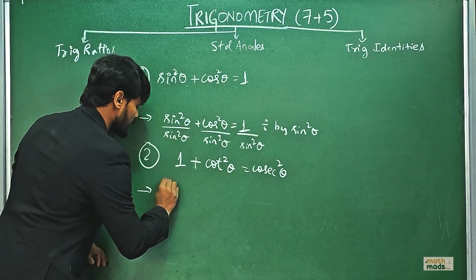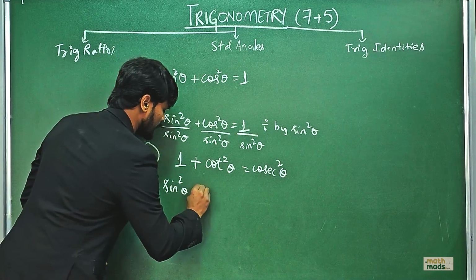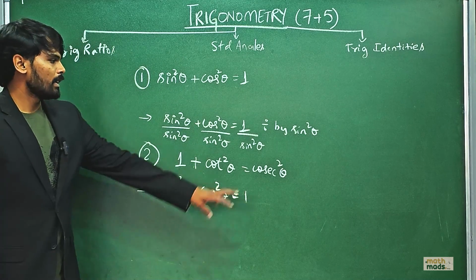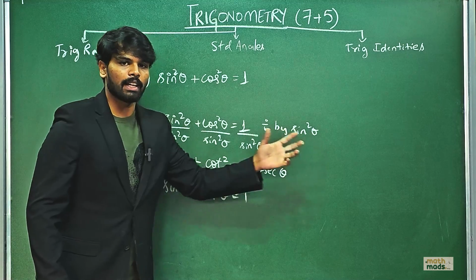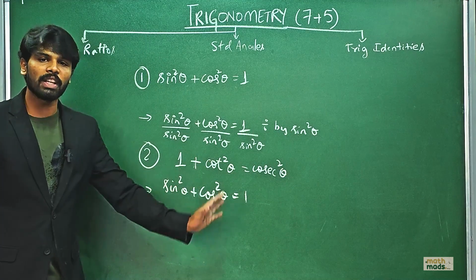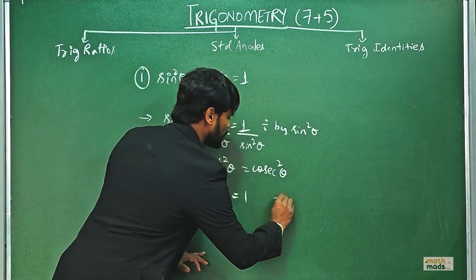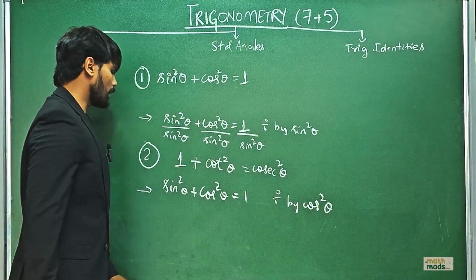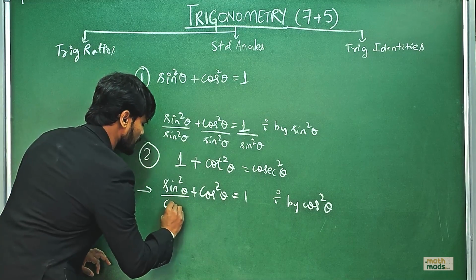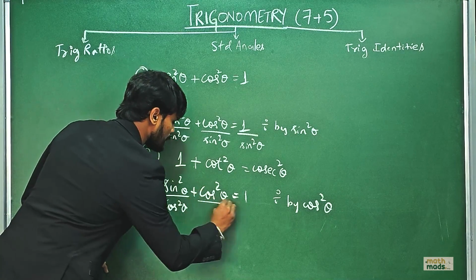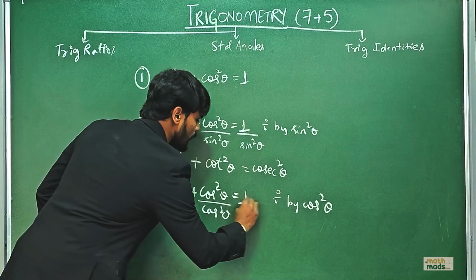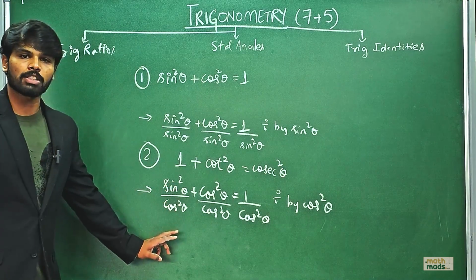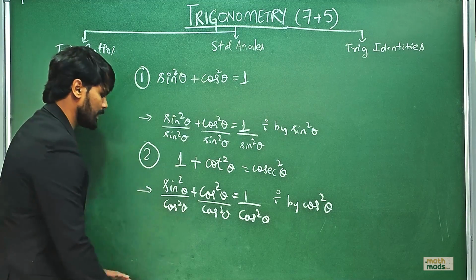So write the first identity once again: sin square theta plus cos square theta is equal to 1. You have divided with sin square theta. Now divide the whole equation by cos square theta. What will you write here? Sin square theta by cos square theta, cos square theta by cos square theta, 1 by cos square theta. So sin square theta by cos square theta is tan square theta.